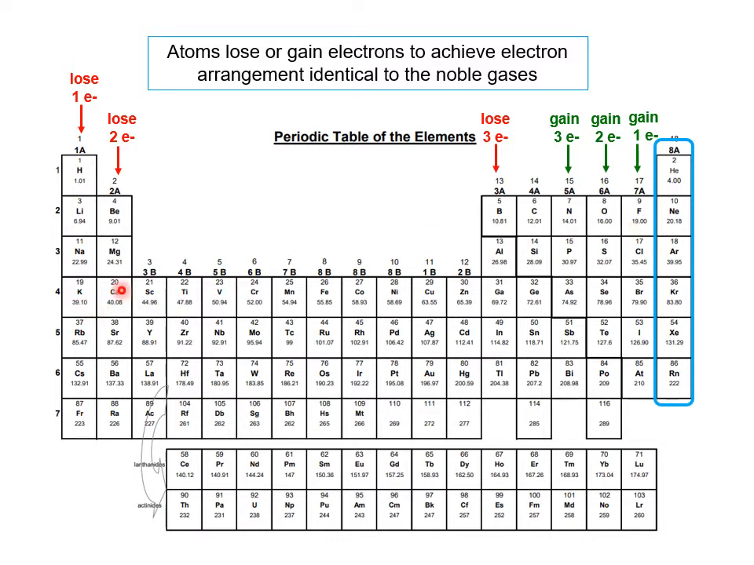K, potassium, has 19 electrons. If it loses 1, it'll be like argon with 18 electrons. And that's true for everything in this group 1A. They like to lose 1 electron.